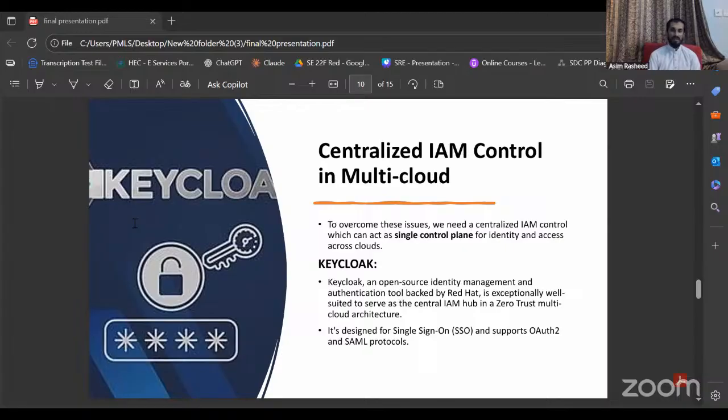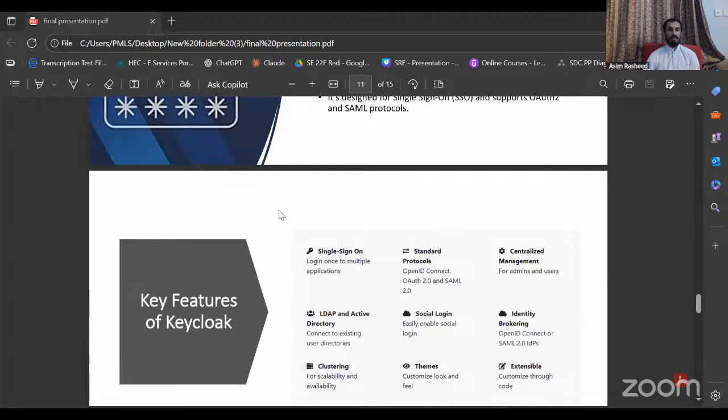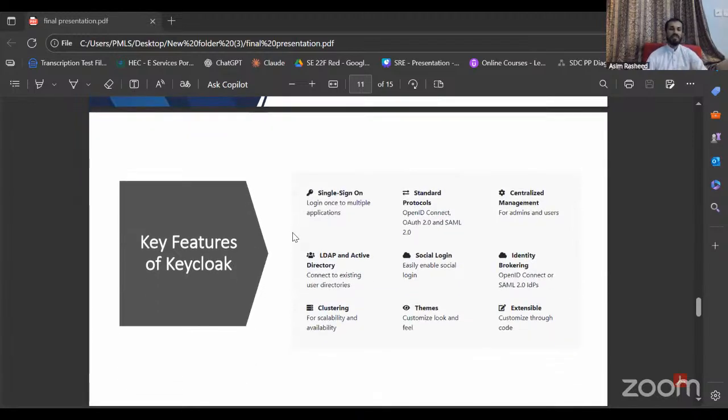It is designed for single sign-on and supports OAuth2 and SAML protocols. These are the key features of Keycloak: single sign-on, standard protocols. It supports OpenID Connect, OAuth 2.0, SAML. It can connect with LDAP and Active Directory, clustering for high availability. It is scalable and highly available. Centralized management for admins and users to manage users, groups and permissions. Identity brokering: OpenID Connect or SAML IDPs, meaning it can federate identities from social logins and providers like AWS IAM, Azure and Google. And finally, extensibility, customizable through code, like policy as code.